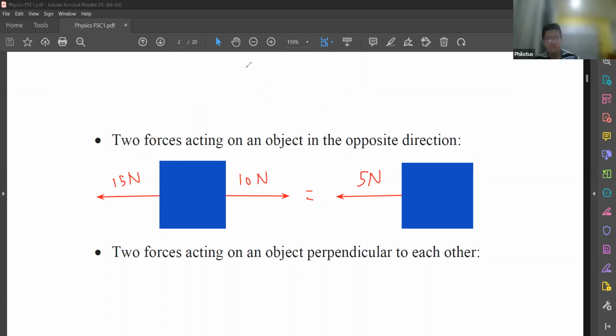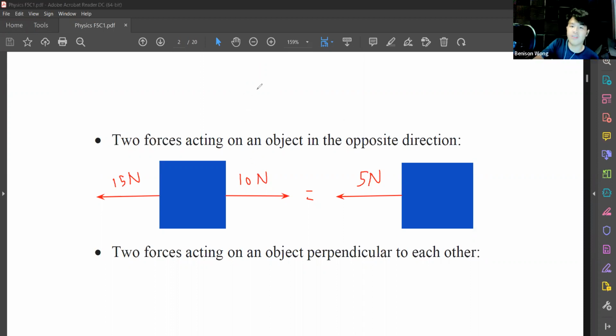So if it means 0 acceleration, that means it's stationary? No. 0 acceleration means there is no change in velocity. It is not becoming faster, it is not becoming slower. So not becoming faster or slower can only mean two things: either the object is not moving or the object is moving at the same speed. Okay, I'll show you.